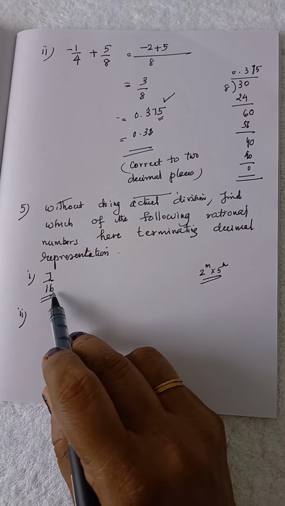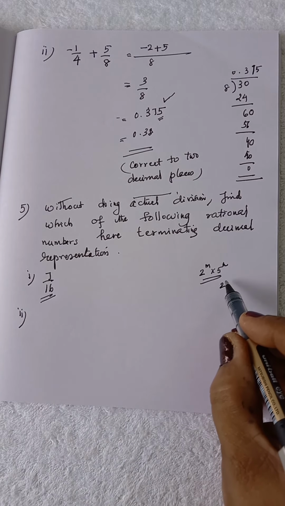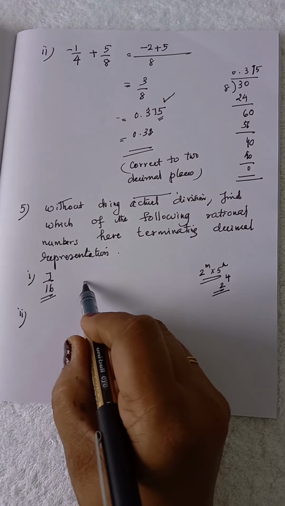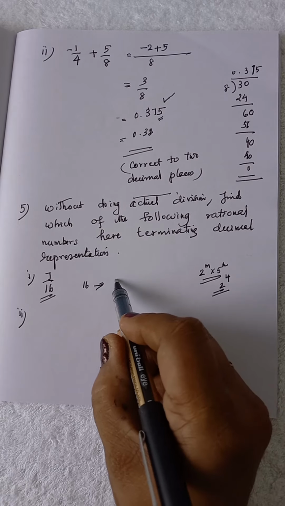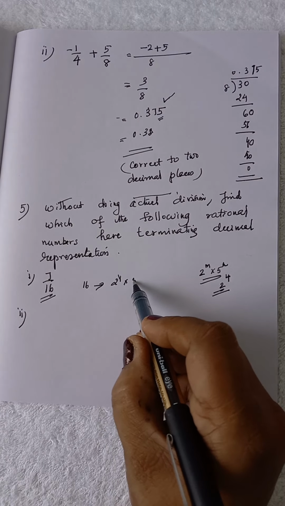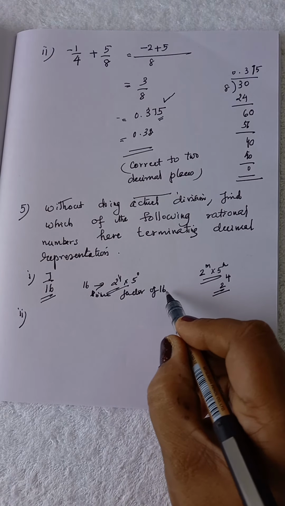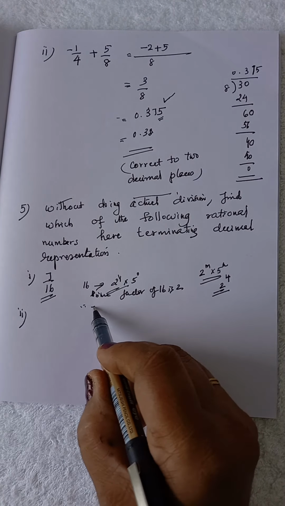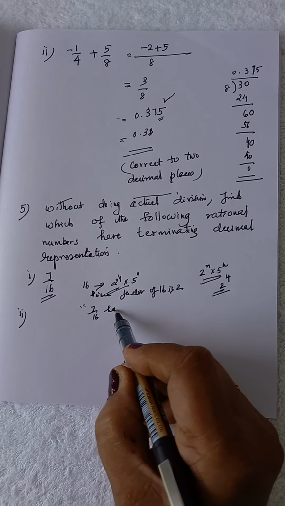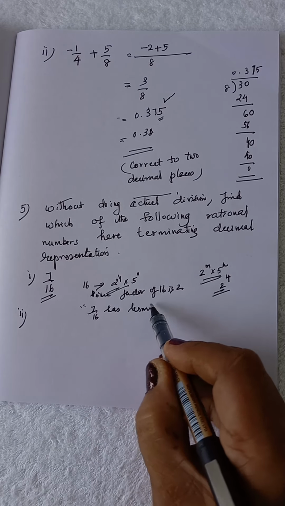Let us find out the factorization of 16, that is 2 raised to 4. So, this 16 can be represented as 2 raised to 4 into 5 raised to 0. 5 raised to 0 means 1. So, 2 raised to 4. Only prime factor of 16 is 2. Therefore, 7 by 16 has terminating decimal representation.